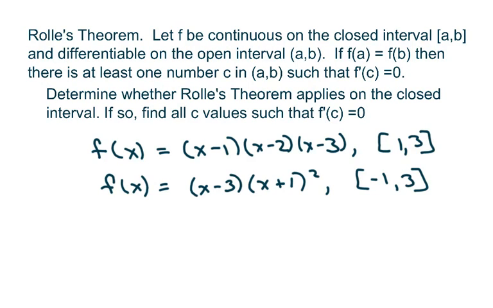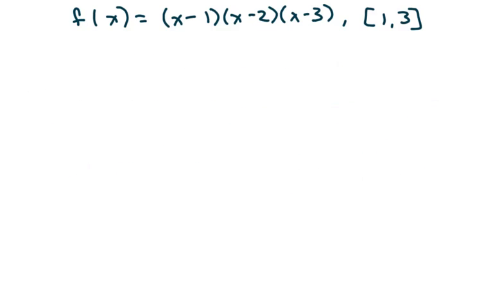Hi everyone, we're going to use Rolle's theorem to determine whether it can be applied on the closed interval, and if so, find all the values of c such that the derivative of f at c equals 0. And these are our two problems we're going to do, and these are our closed intervals here. So, the first one is here.